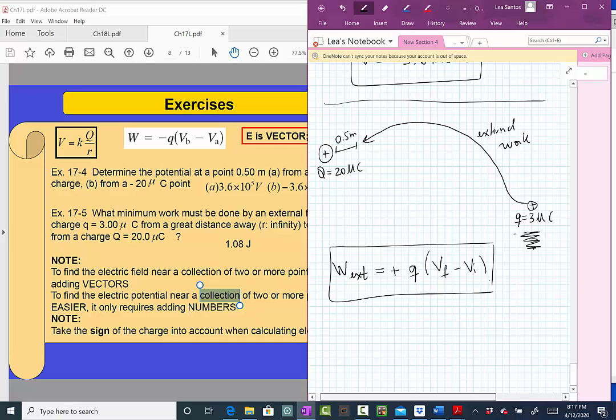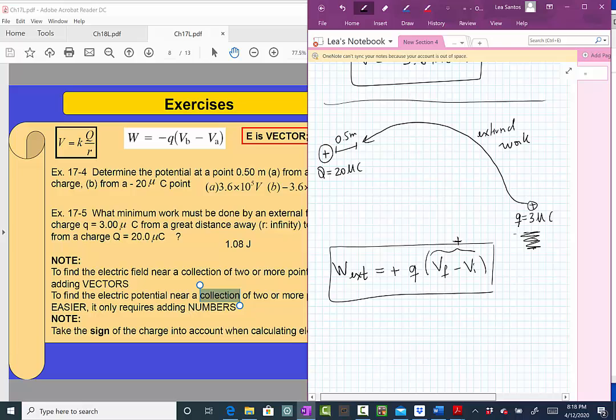Does it make sense? Look, the final potential for this little q will be very large, and so this difference here will be positive. And q is positive, so I'll have positive work, as indeed I'm injecting energy into the system. So this is the equation that we have to use. All this discussion was just to arrive at the equation. Now we just need to put the numbers there.